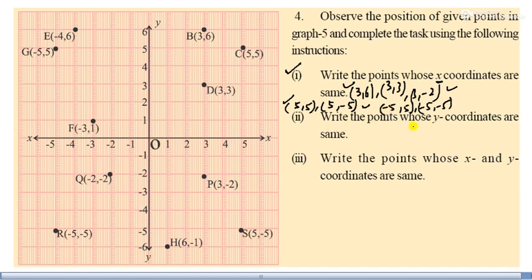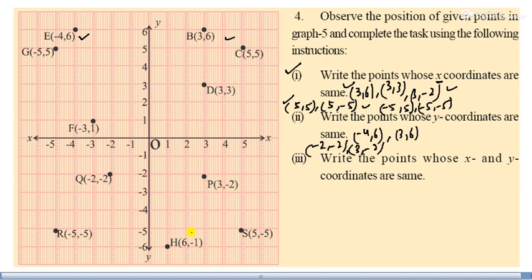Now second, write the points whose y coordinates are same. Now we have to check the last one, whose y coordinate is same. You can see here 6, and where is 6? This one is 6, this and this one is 6. So you can write here (-4, 6) and (3, 6). And here is also -2, -2, the second pair: (-2, -2) and (3, -2). So (3, -2) is your answer.